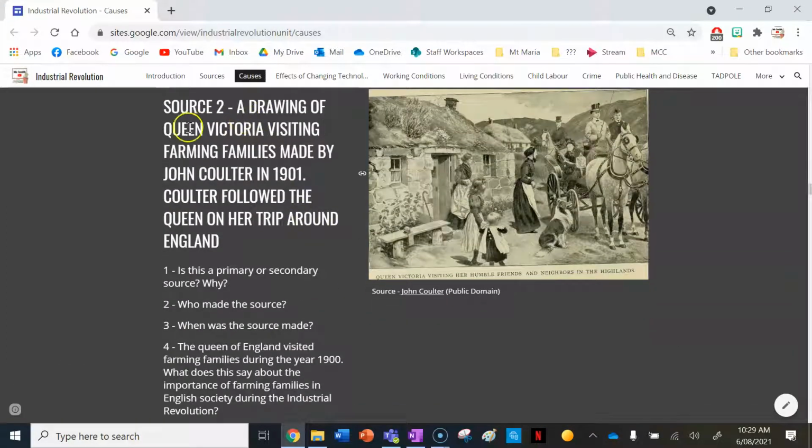Source 2, we've got a drawing of Queen Victoria visiting farming families. Made by John Coulter in 1901. Coulter followed the Queen on her trip around England. So is this a primary or secondary source? Well, it's a primary because we know that the artist who made the drawing followed the Queen, so he was there when this happened. So it's a first-hand account of the past, so it is a primary source. Who made the source? We've got John Coulter. When was the source made? 1901.